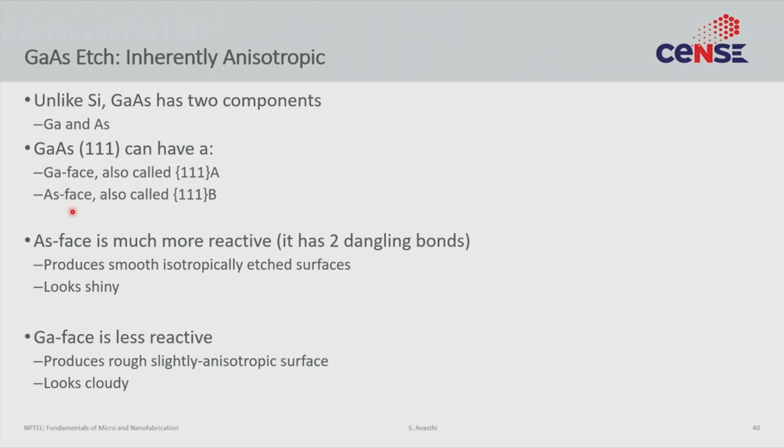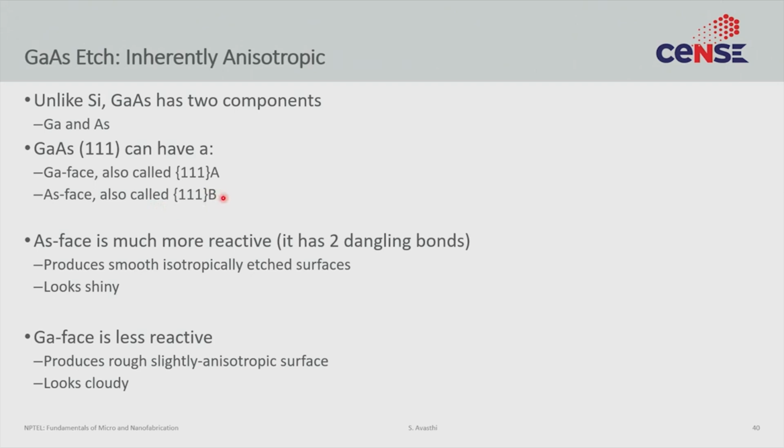Things are also complicated by the fact that gallium has a valency of 3, arsenic has a valency of 5. So if you were really to do the math, you can argue that the arsenic phase has more number of bonds than the gallium phase, and hence the etching rate would be different for that reason also.